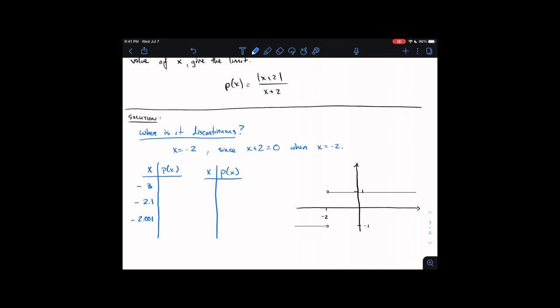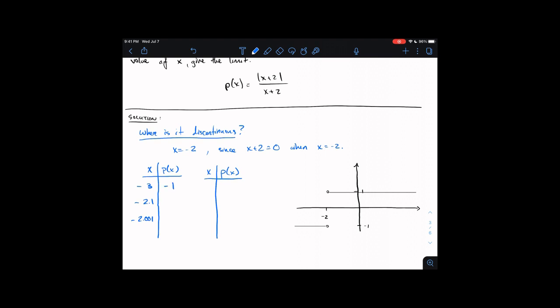So on top I have the absolute value of -3 plus 2, which is -1, so the absolute value of that is 1. And on the bottom I have -3 plus 2, which is -1. So that gives me 1 over -1, which is -1.